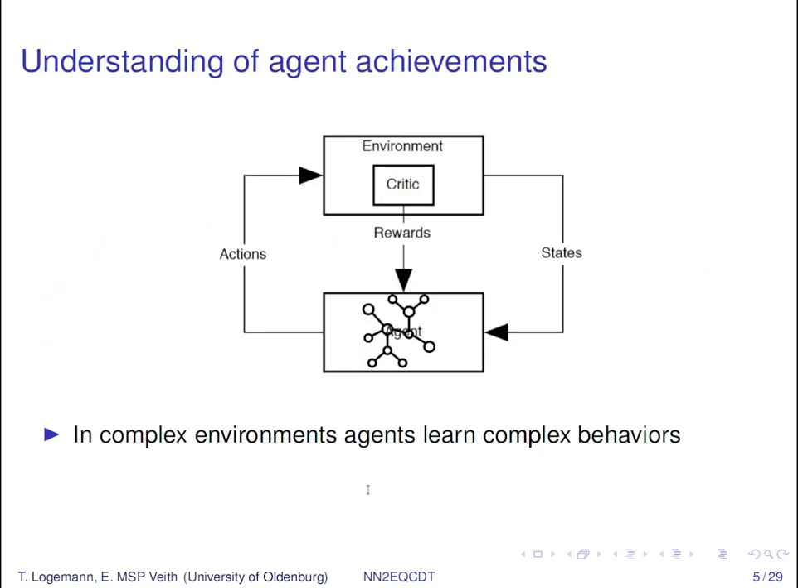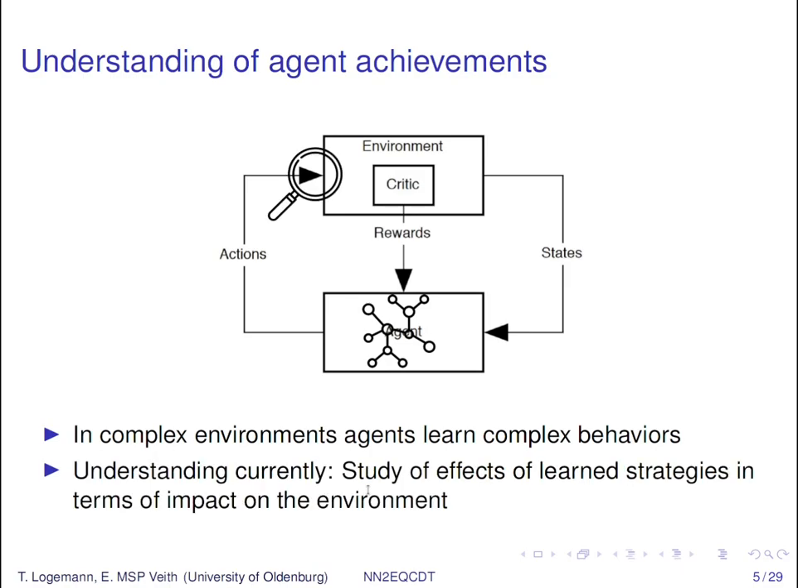Next, I will describe how agents' achievements are classically analyzed, and we did it in an example. In complex environments such as complex interconnected systems, agents potentially face many different situations and learn complex behaviors to cope with them according to the goals. The current state for understanding the complex behaviors is to study the effect of their strategies in terms of rewards or impact on the environment.